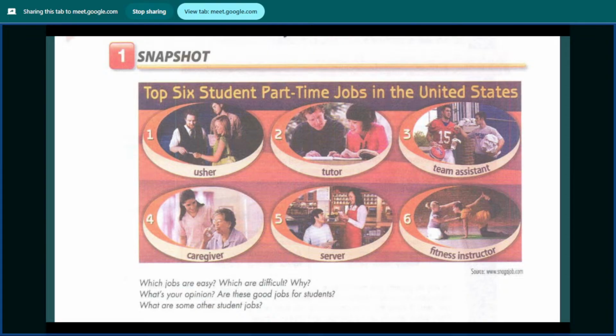Now, next question, what is your opinion, are these good jobs for students? Yes. Okay, Tejal, what do you think? Team assistant is a good job. Okay, so we are considering all of them, are these good jobs for students? Yeah, I think these are good jobs, right?